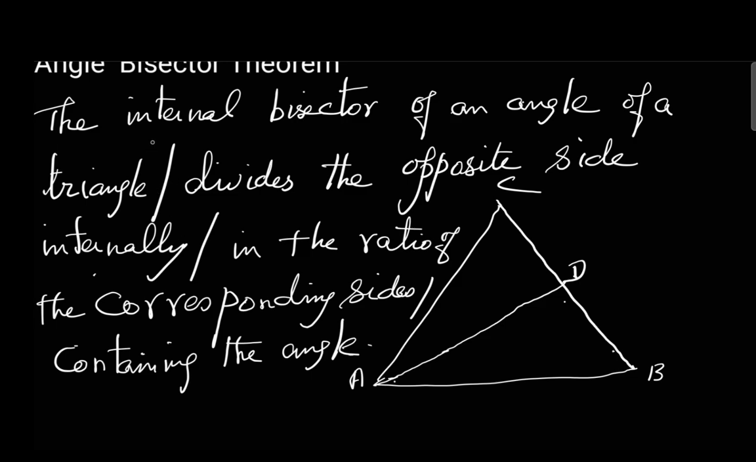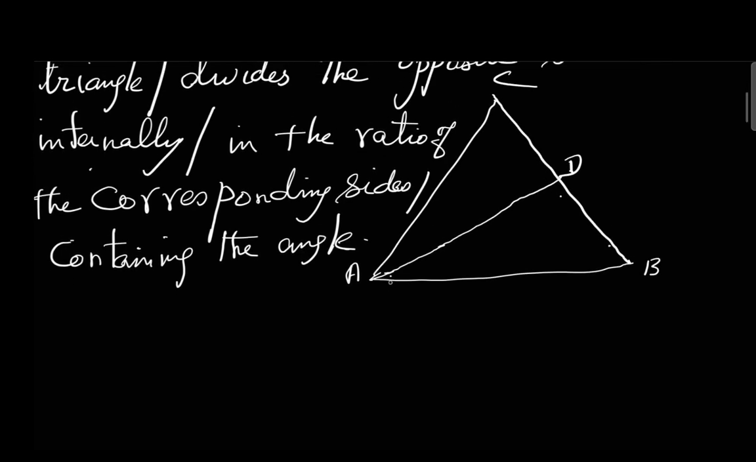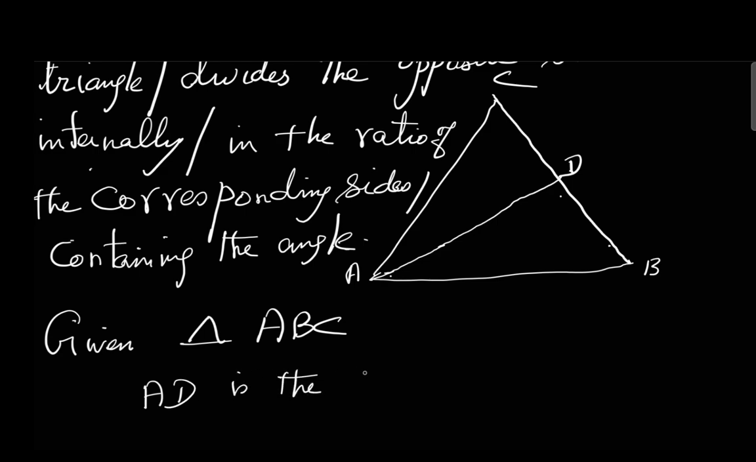So you have to write the sentence: the internal bisector of an angle of a triangle divides the opposite side in the ratio of the corresponding sides containing the angle. The sides are AB and AC. So first let me take what is given. Given is triangle ABC, and AD is the bisector of angle A. AD is the internal bisector of angle A.